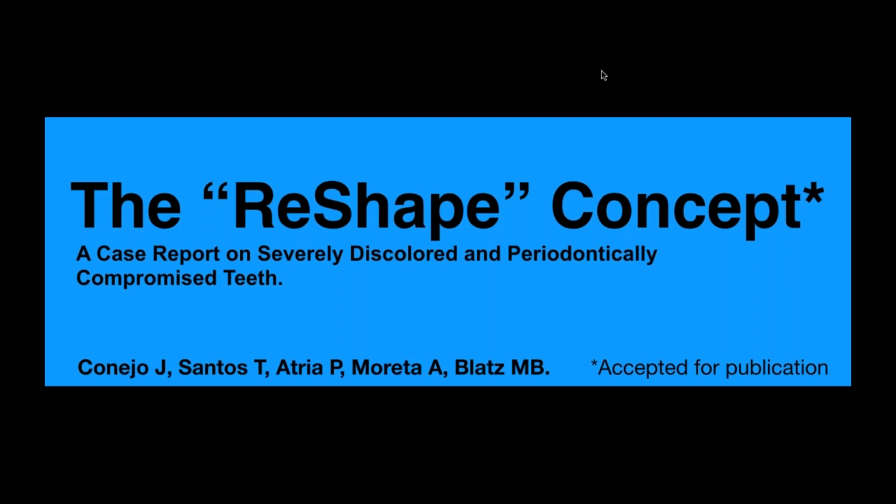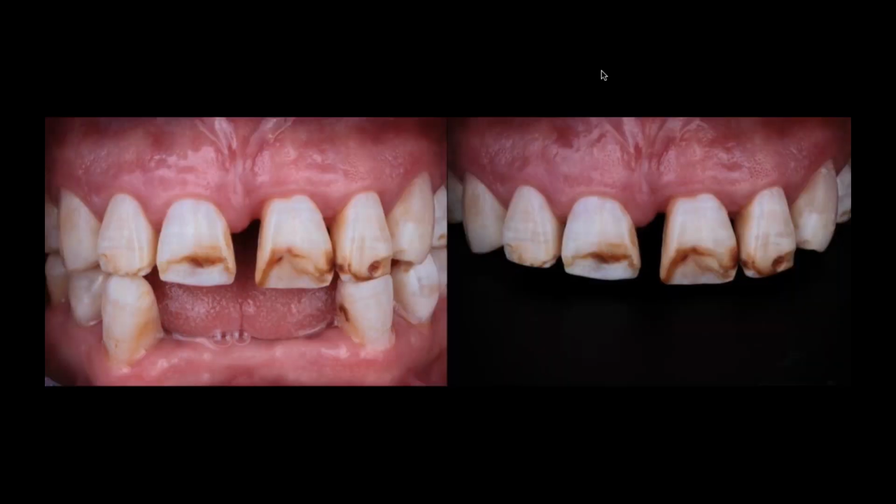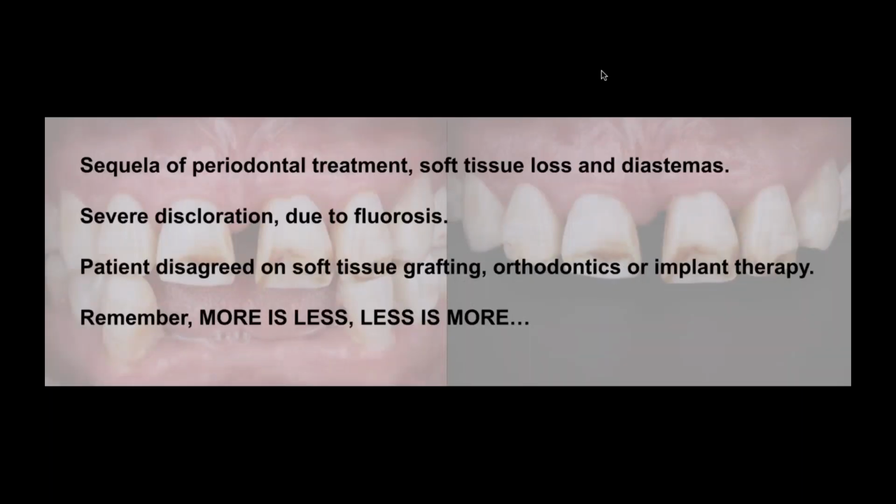So for me, being able to start the design, making some specific determinations, but also giving him the difficult part, having him go and reshape that initial design that I do, I think it's the best combination from both sides. So here we have a very challenging situation, a patient with sequela of periodontal disease and loss of soft tissue, and of course, huge diastemas. Severe discoloration due to fluorosis, and the patient disagreeing on soft tissue grafting, ortho, or even implant therapy.